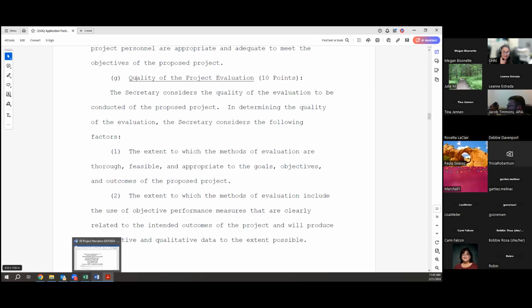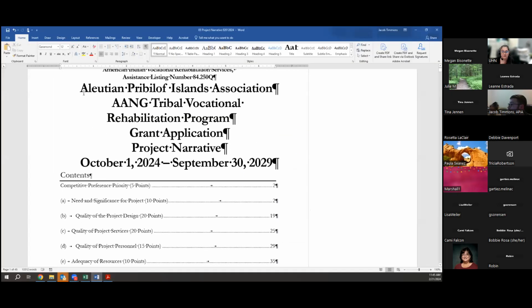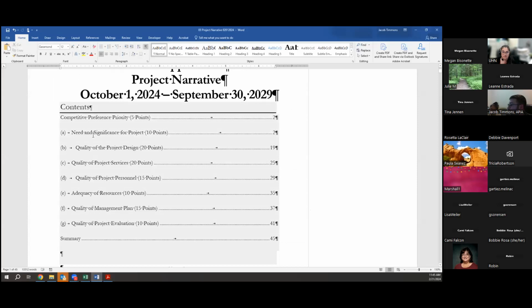So that's the criteria you're evaluated on. So that is also how you would identify and should break down your narrative. I can't get this to- Oh, look, there you go. There's your table of contents. Thank you, Jacob. Yep. So identifying where a reviewer can see each of these sections and find them.